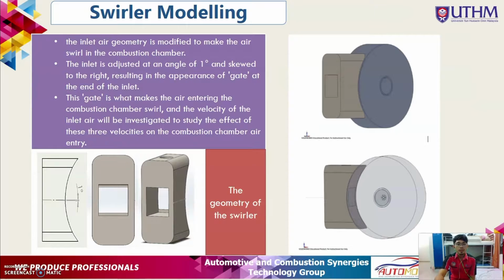Next is swirler modeling. The inlet is adjusted at an angle of 1 degree and screw to the right. We can see the combustion chamber and the swirler picture on the right side.